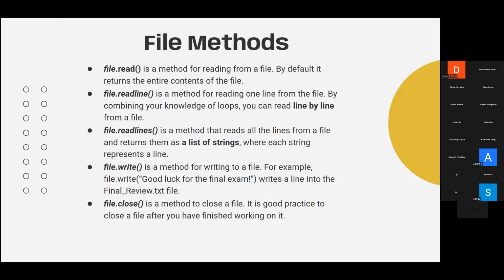And then we have file.write, which is a method for writing to a file. For example, if we run file.write with "good luck on the final exam", this will write a line into final review.txt, as if we opened it before using W. And now file.close is a method to close the file. It is always good practice to close your file after you finish working on it so that we don't accidentally overwrite something in the file.